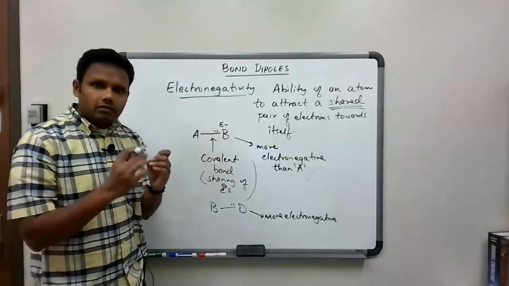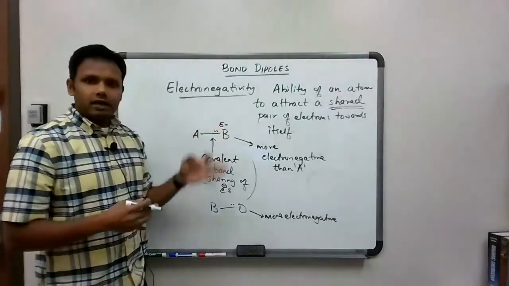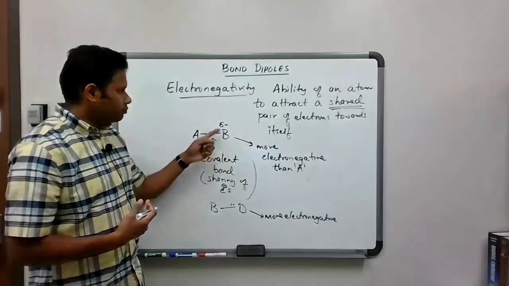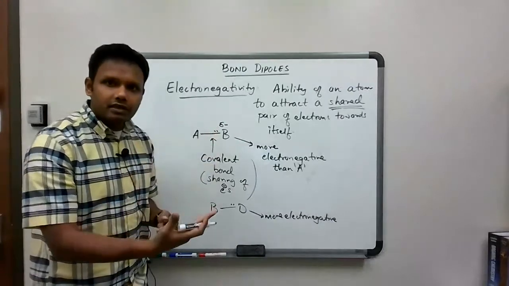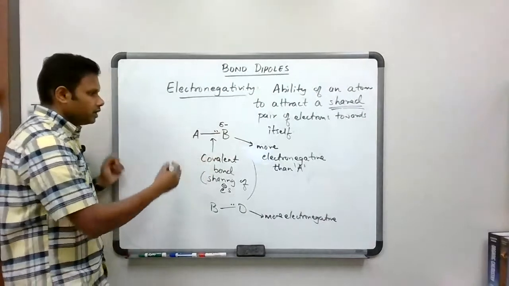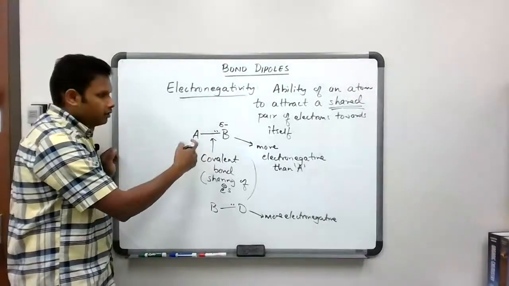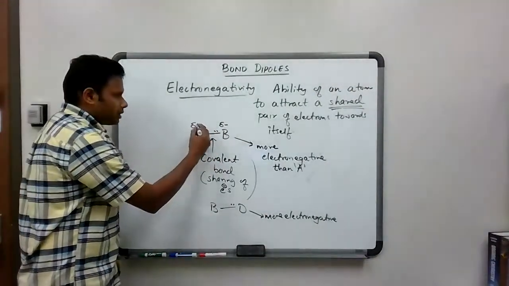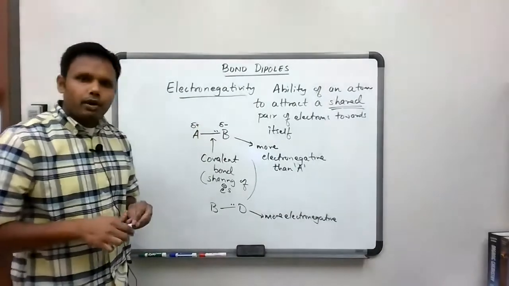Okay, so del means small and the negative means a negative charge. So B becomes a slight negative, a partial negative. So it becomes a del negative. And A, it would become a partial positive.